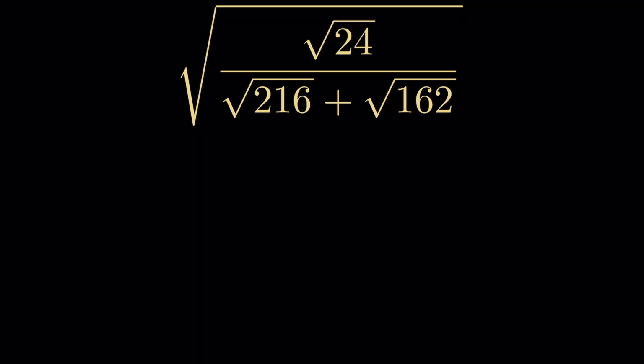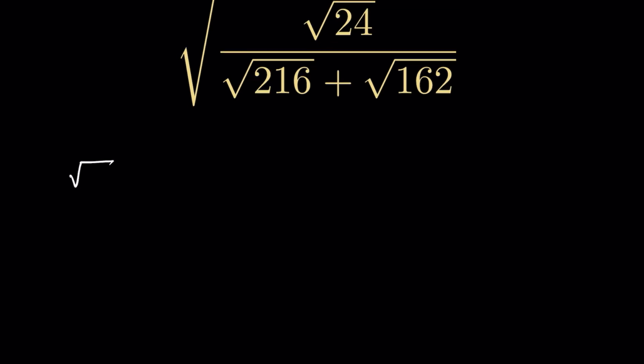Simplify the square root of (square root of 24 upon square root of 216 plus square root of 162). Now square root of 24, if we simplify each of the radicals individually, we can write this as square root of 6 times 4.